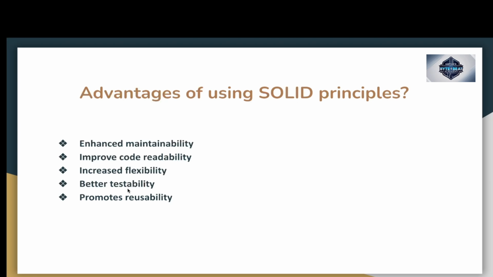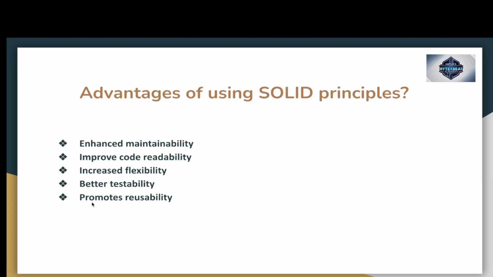SOLID principles encourage modular code. Modular means we have different parts of the code, like one module for fetching the data from the API, a different module for the database, and a different module for printing. The concept of modules simplifies testing. Each component can be tested independently, leading to more reliable and robust software.